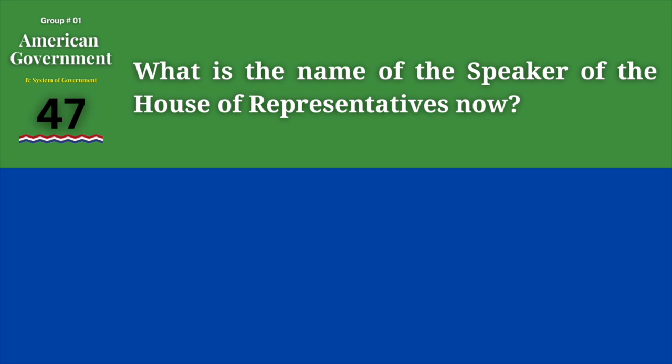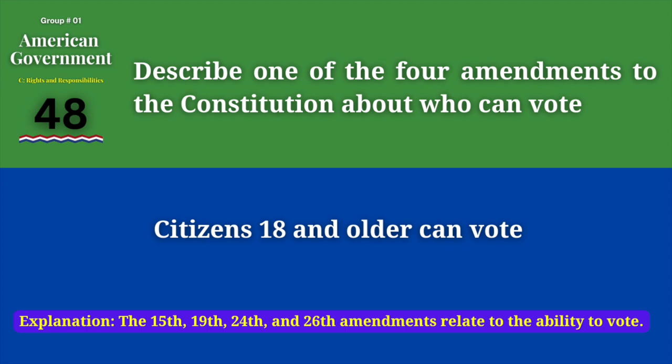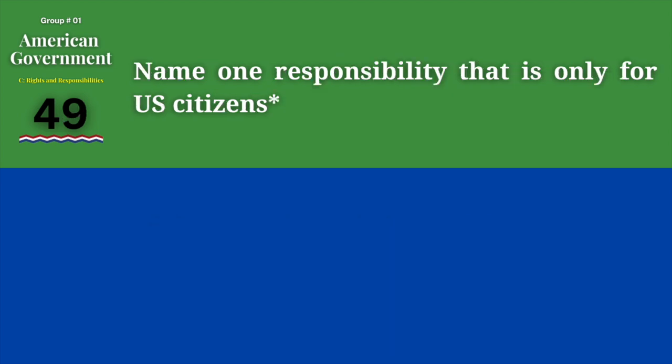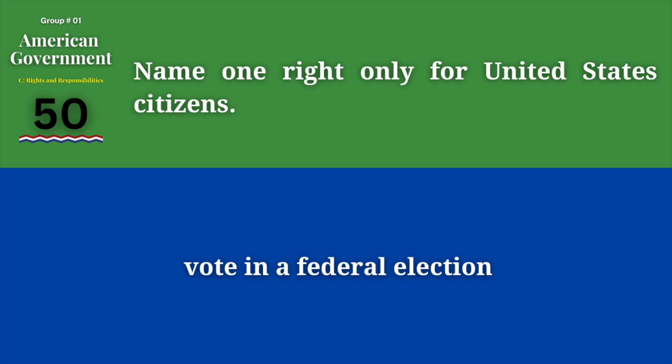What is the name of the Speaker of the House of Representatives now? Patrick McHenry. Describe one of the four amendments to the Constitution about who can vote. Citizens 18 and older can vote. Name one responsibility that is only for U.S. citizens. Serve on a jury. Name one right only for United States citizens. Vote in a federal election.